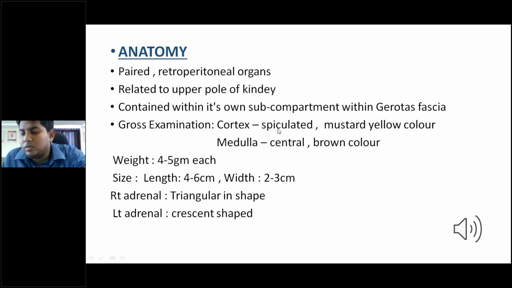So upon gross examination, the outer cortex is mustard yellow in color and the medulla is brown in color. These are very tiny glands, but the function is very important, roughly around 4 to 5 grams each. The length is roughly 4 to 6 centimeters and the width is 2 to 3 centimeters. The right and left adrenal glands differ in shape. The right one is triangular in shape and the left one is crescent shaped. These tiny glands regulate very major functions by secreting many hormones and participating in metabolism.